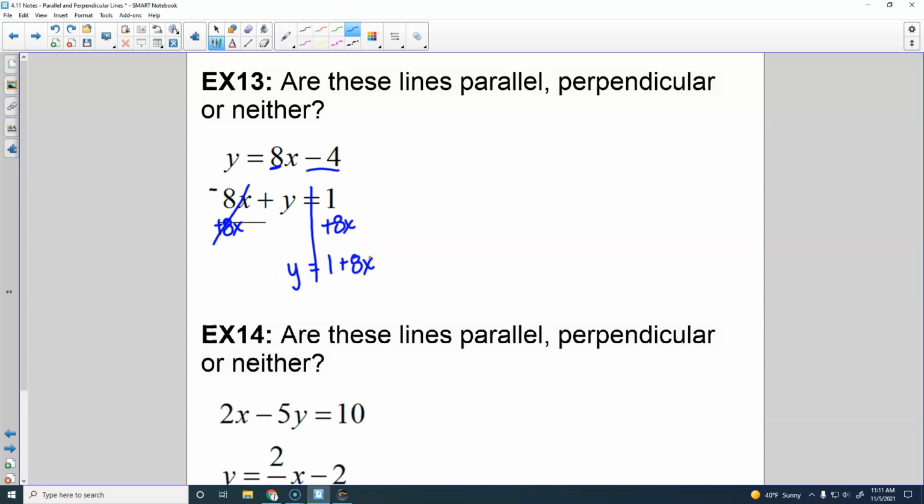Okay, is that solved for y? Yeah, it is. Because if we had a minus sign right here, then it would have a negative y and we'd have to keep working. But that's a positive y, so it's done. So what's the slope of that line? And what's the y-intercept? Okay, so are these lines parallel, perpendicular, or neither?